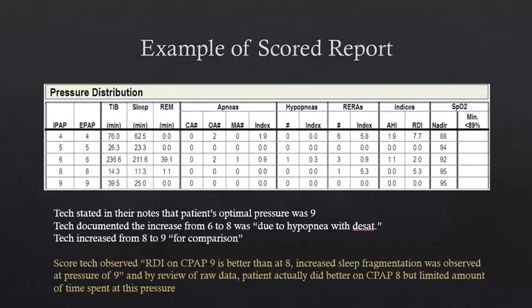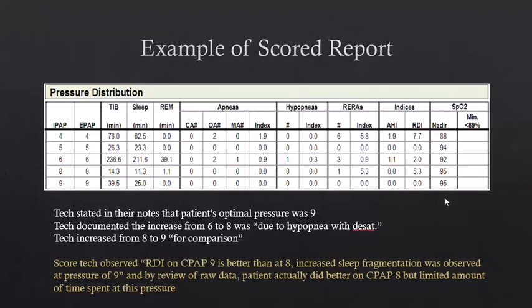In this example, the patient was trialed on CPAP 4 through 9, except 7 was missed. They went right from 6 to 8. The tech stated in their notes that the patient's optimal pressure was at a CPAP of 9, and you can see their RDI was 0 here.